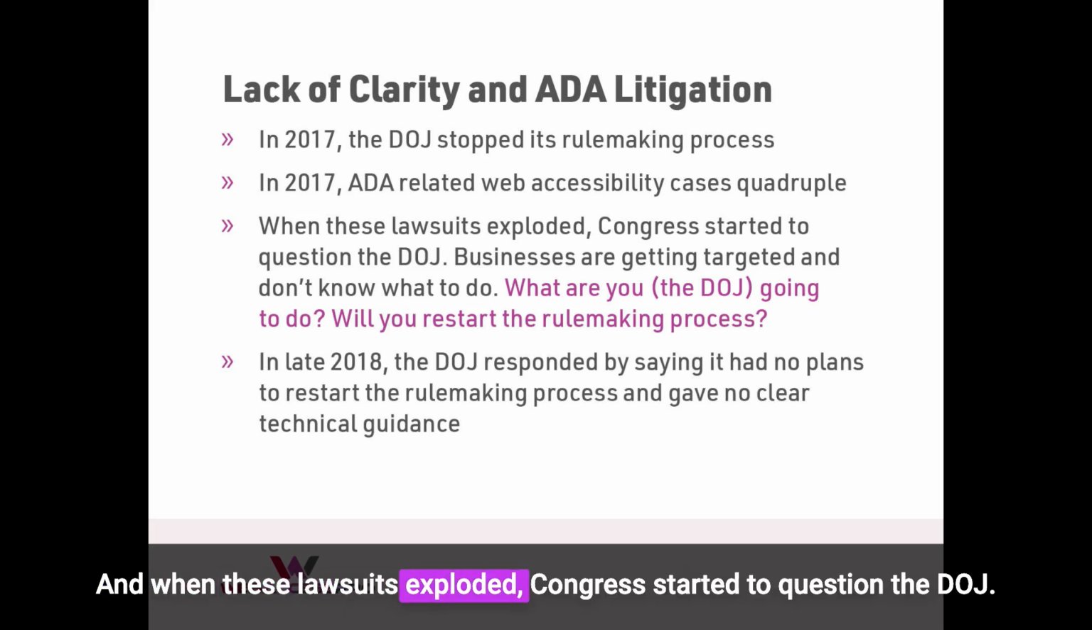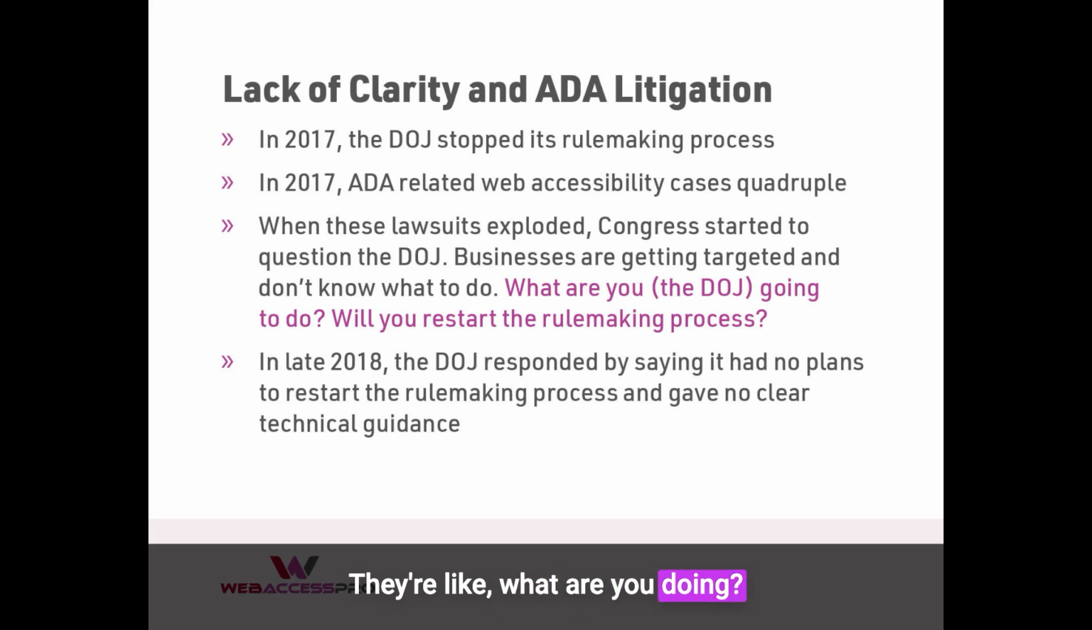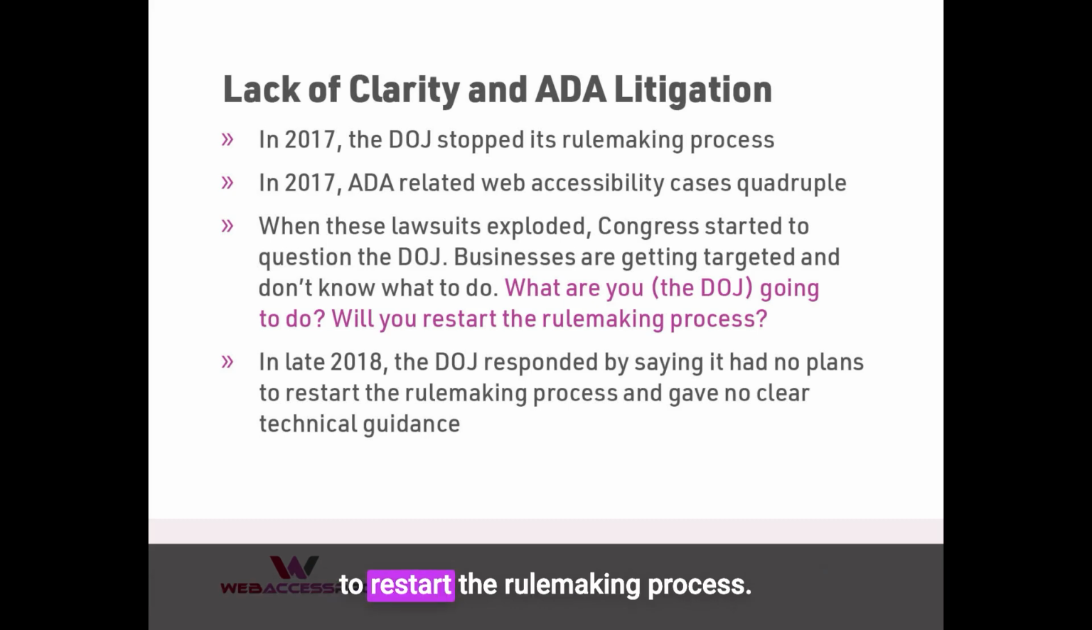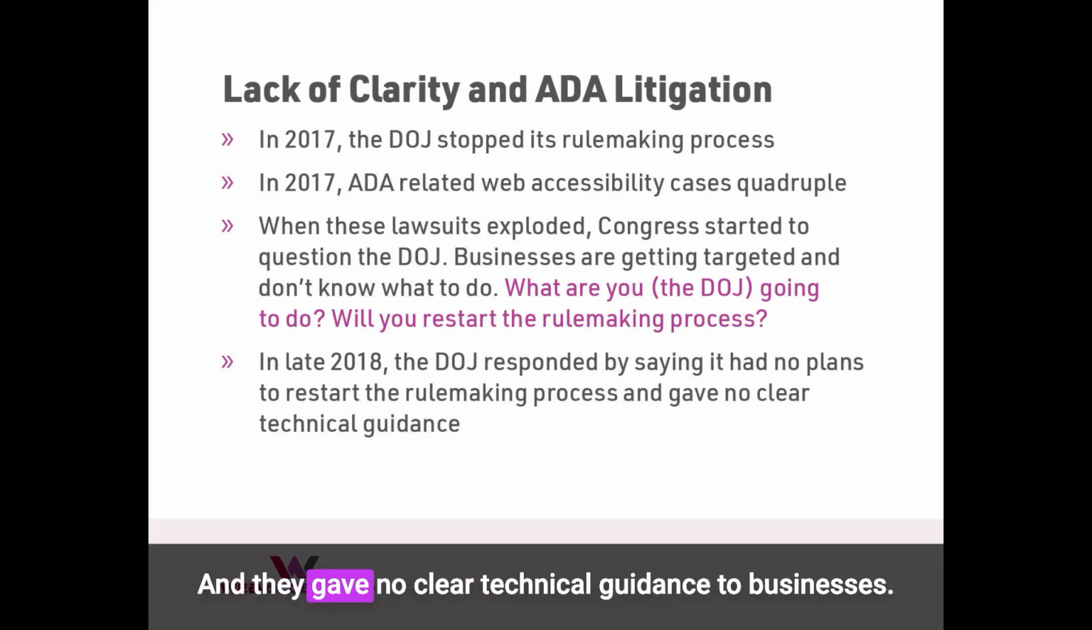And when these lawsuits exploded, Congress started to question the DOJ. Like, what are you doing? Businesses are getting targeted. They don't know what to do. What are you, the DOJ, going to do? Are you going to restart the rulemaking process? What are you going to do? And in late 2018, the DOJ responded by saying it had no plans to restart the rulemaking process and they gave no clear technical guidance to businesses.